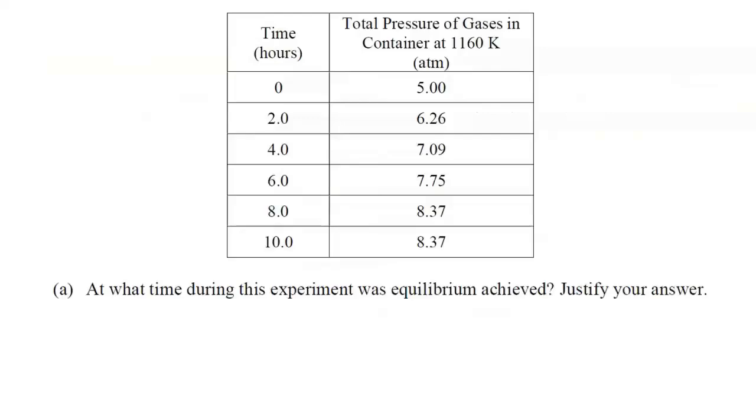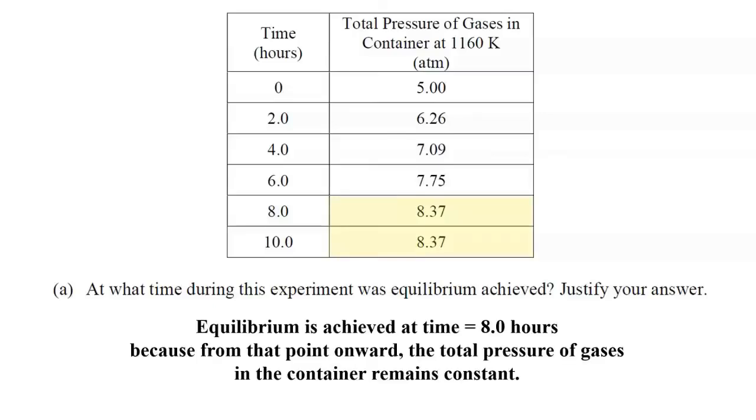So based on that last bit of information in the table, at what time during this experiment was equilibrium achieved? Justify your answer. Based on the data in the table, I would say that equilibrium is achieved at time equals 8.0 hours, because from that point onward, the total pressure of gases in the container remains constant.